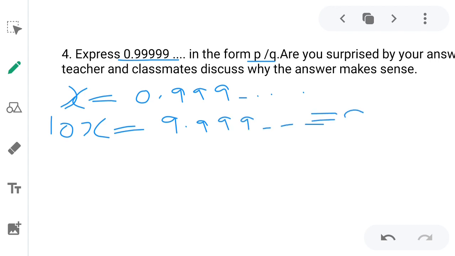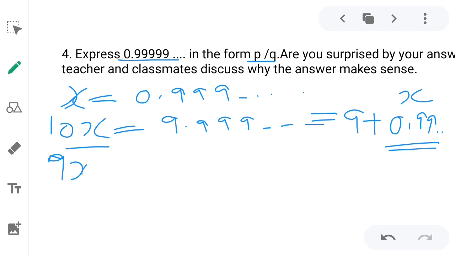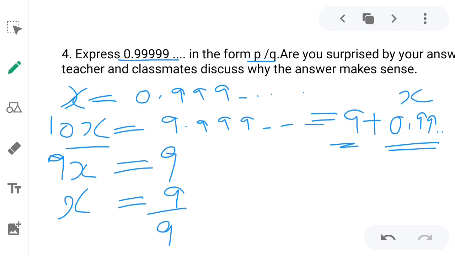Further, this can be written as 9 plus 0.999 and so on. This term can be replaced with x. This x, when you solve this with this 10x, it will become 9x, and the right hand side has 9. This shows that x equals 9 upon 9, and when you solve this you will get 1.